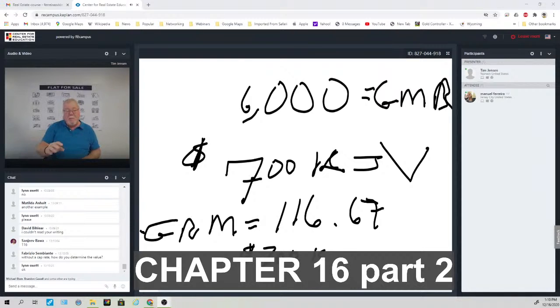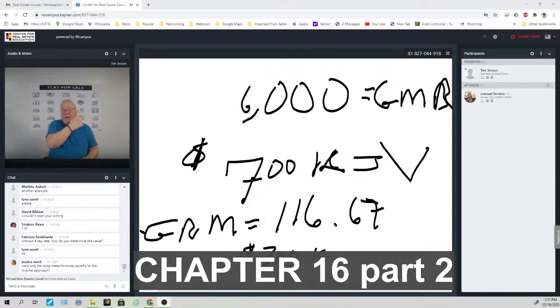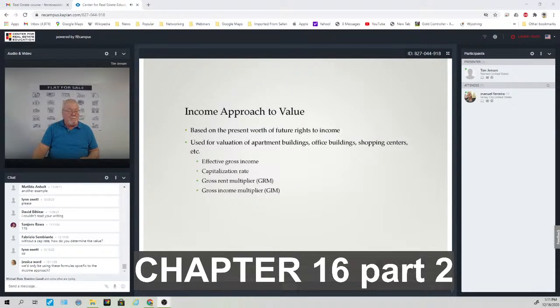If I don't know the gross rent multiplier, but I know another building with its income and sold price, I can determine the gross rent multiplier to use against this property if it's in the same geographic area, and multiply the gross monthly rent by that GRM to determine its value. We'd be only using these formulas specific to the income approach, and probably maybe only once in your life to pass an exam, unless you want to become an appraiser.